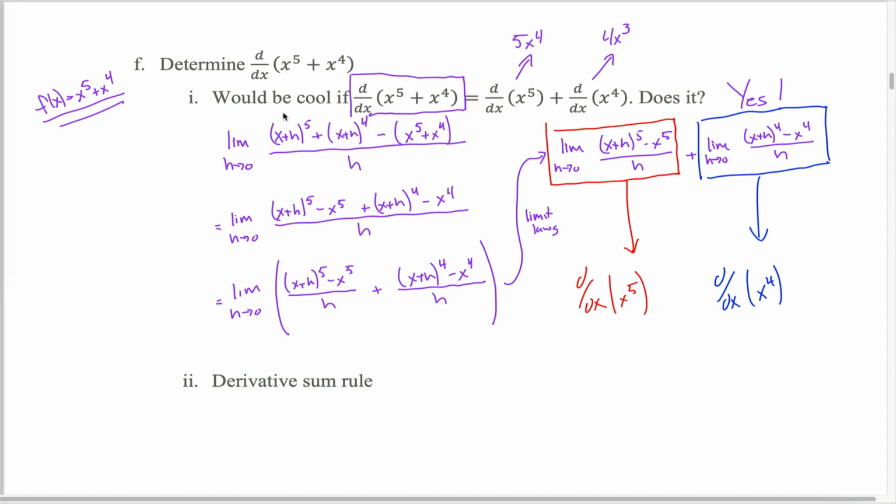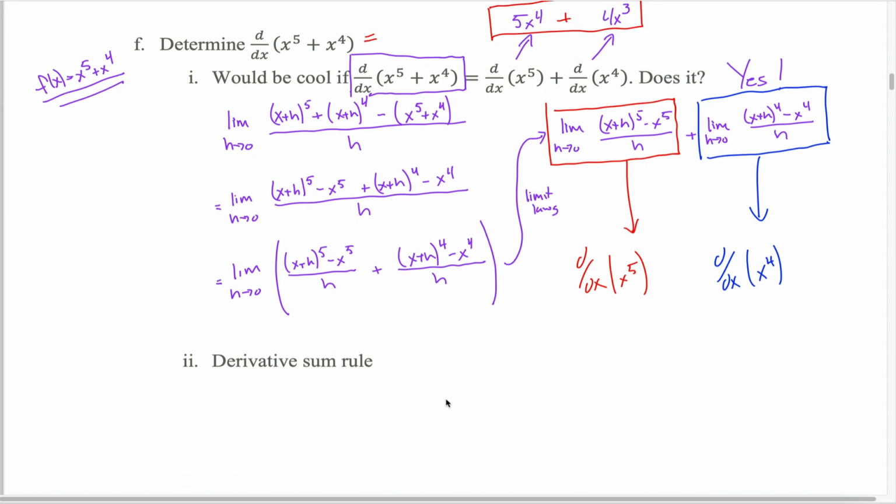What I'm saying is, sure enough, the derivative of x to the 5th plus x to the 4th is just the derivative of x to the 5th plus the derivative of x to the 4th. If somebody asked you this question right here, you'd be like, easy, it's just equal to 5x to the 4th plus 4x cubed. That's called the derivative sum rule. And the great news is it's not dependent on x to the fifth and x to the fourth.